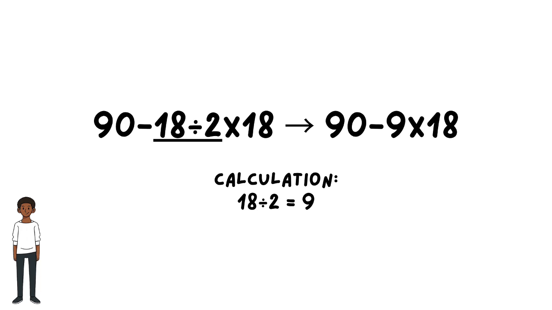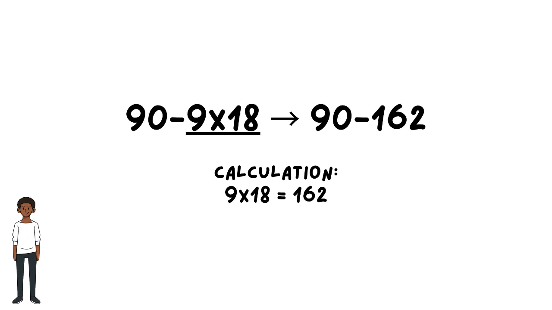Step 2. Divide 18 by 2. 18 divided by 2 is 9. Our expression becomes 90 minus 9 times 18. Step 3. Multiplication takes priority over subtraction, so we multiply 9 by 18 next. 9 times 18 equals 162. So now we are left with a single operation, 90 minus 162.